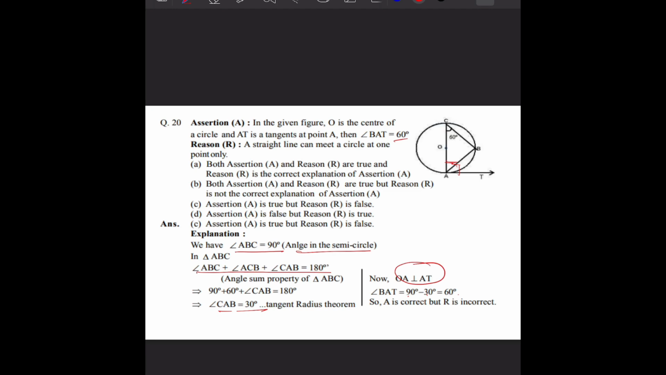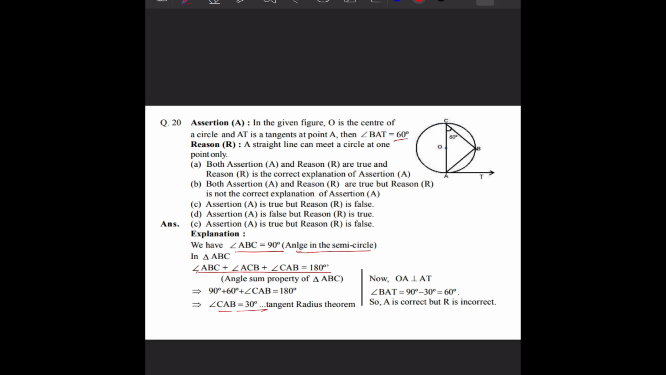What is the reason? A straight line can meet a circle at one point only. A straight line can meet a circle at one point. This is a straight line, but this is meeting at two different points. This is not necessary. That's why the reason is incorrect, and we have the assertion as true.